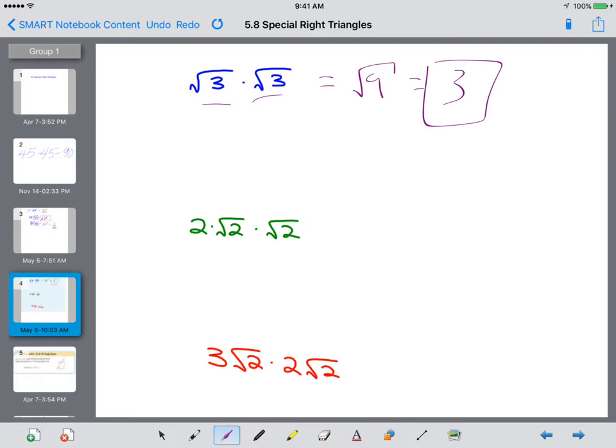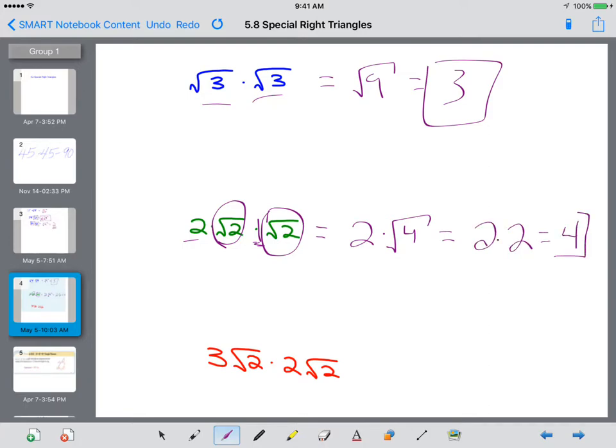2 square root of 2 times the square root of 2. We multiply the numbers outside, so 2 times, the number outside here would be a 1. So 2 times 1 is 2. And then we've got the square root of 2 times the square root of 2 becomes the square root of 4, which is 2. So we have 2 times 2, which ends up being 4. A lot going on there.